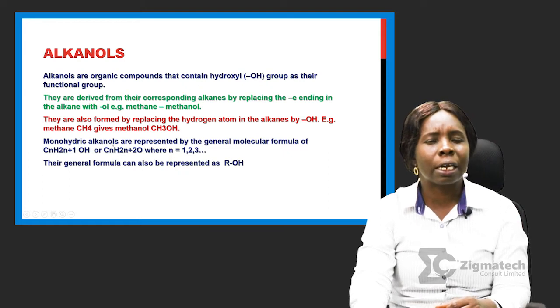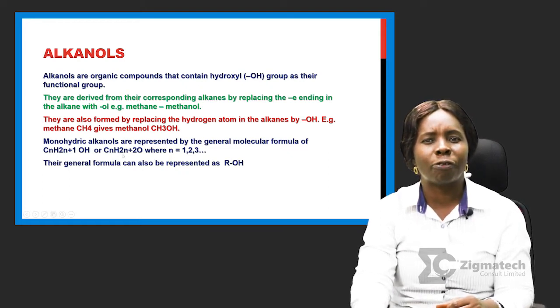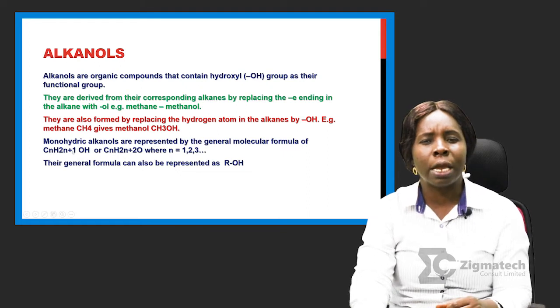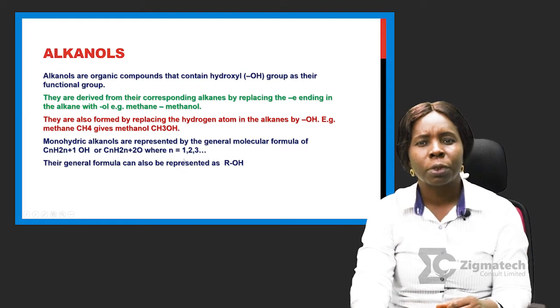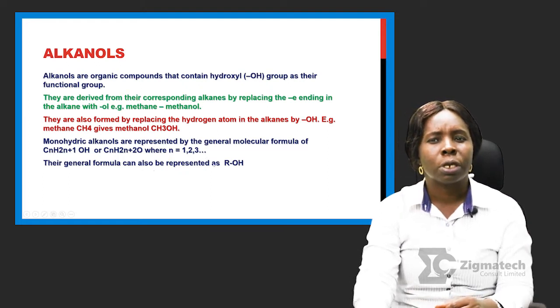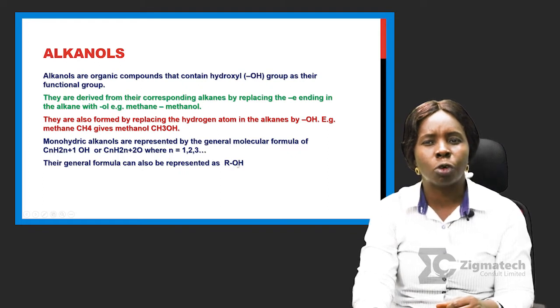The monohydric alkanols have the general molecular formula CnH2n+1OH, or we can put it together as CnH2n+2O. This one does not show the functional group OH. n starts from 1, 2, 3, and so on. The general formula of the alkanols is R-OH. R represents the alkyl group, while the OH represents the hydroxyl group, which is the functional group.